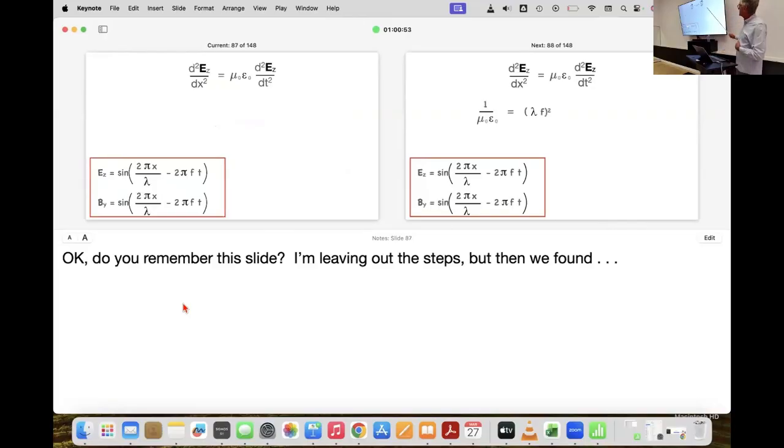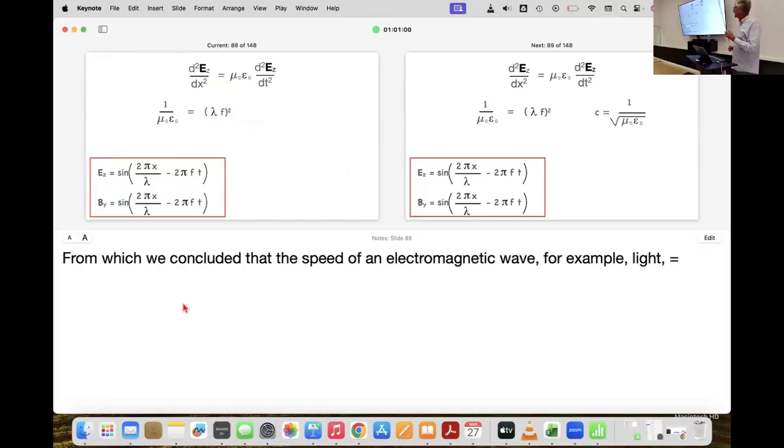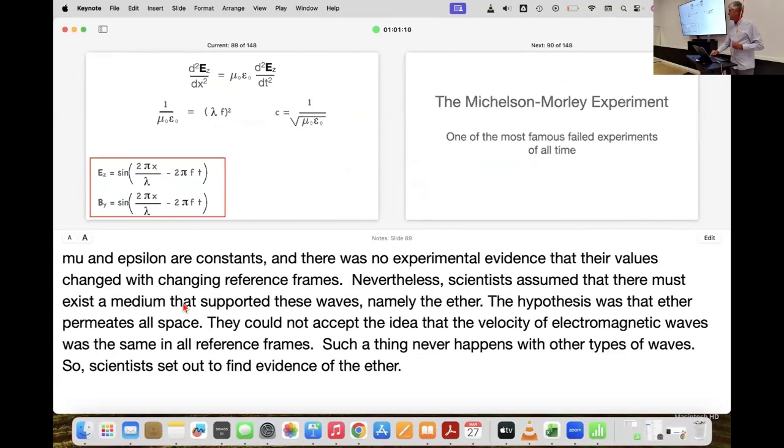Okay, going back to this slide, just showed that a minute ago. I'm leaving out some steps, but again, we got this bottom line result. And if the speed is constant, or let me show you the next slide. If this is constant, then it must be the case that if the frequency goes down, the wavelength must increase. That's what Maxwell's equations are saying, if this is truly a constant in every frame of reference.